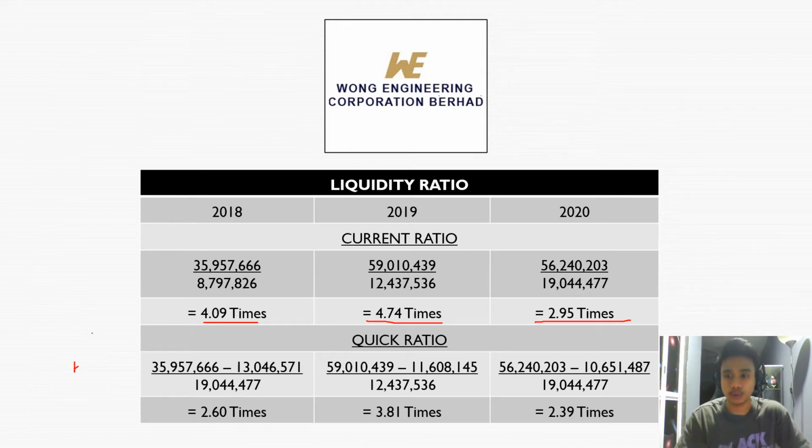Next, for the quick ratio, the company has grown its assets to meet short-term obligations from 2018 to 2019. However, the decrease from 2019 to 2020 shows that the company has less ability to meet the short-term obligations.